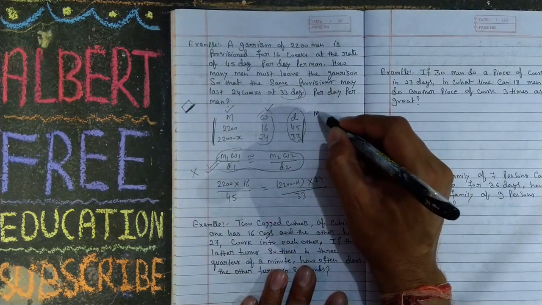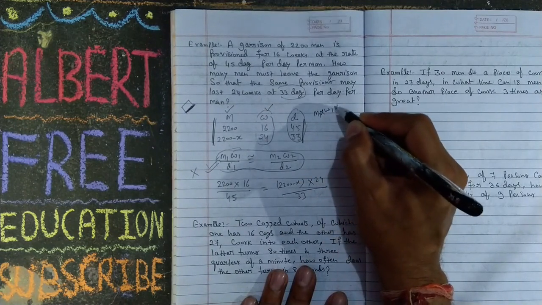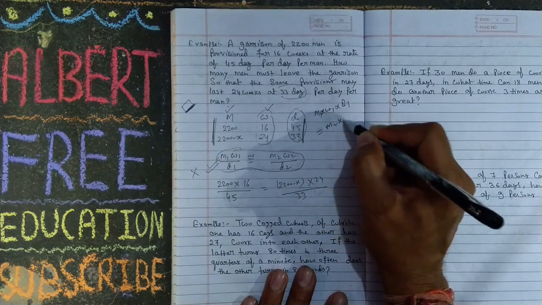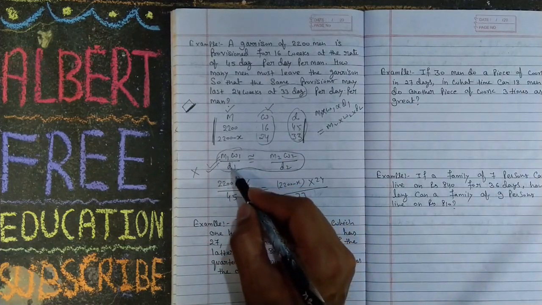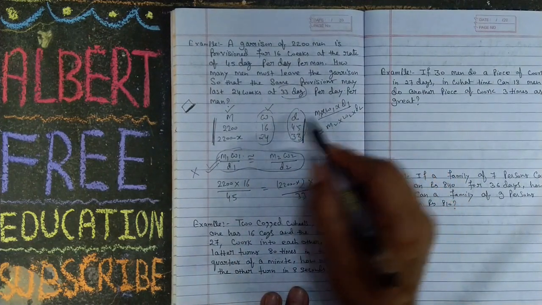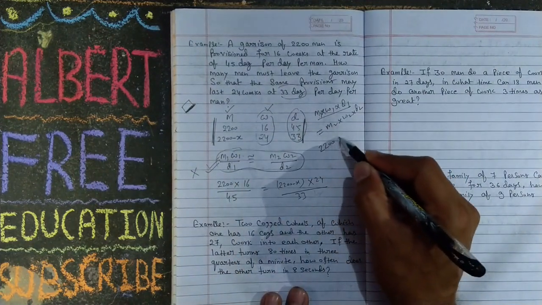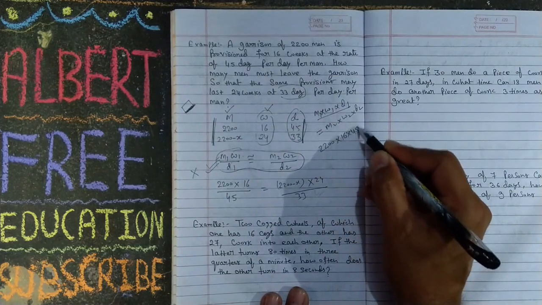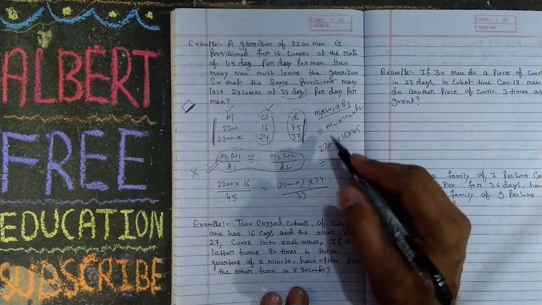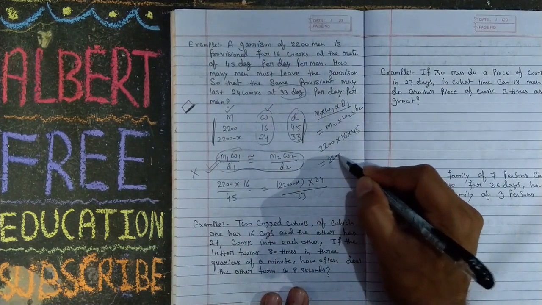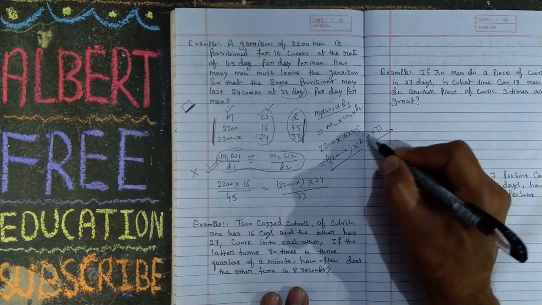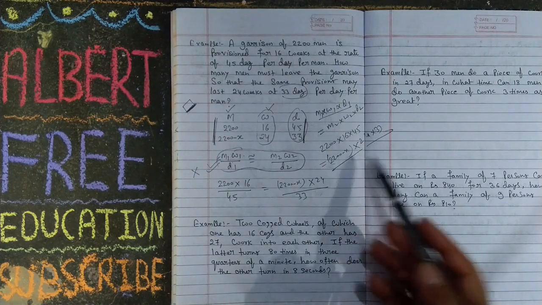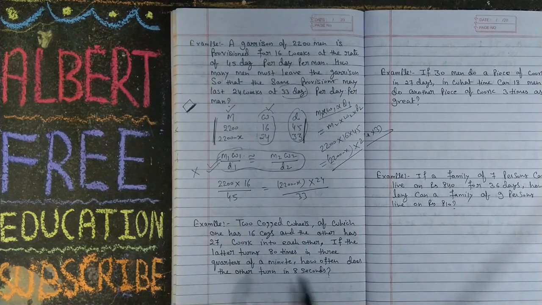Your answer is M1 into W1 into D1 is equal to M2 into W2 into D2. So M1 is 2200 into 16 into 45, equal to M2, which is 2200 minus X, into 24 into 33. Now you can solve it and find the value of X. That is very simple. Now the next question will clear your topic.